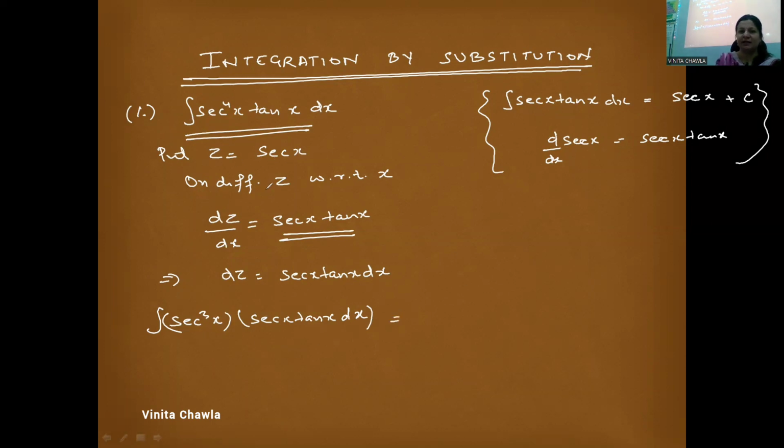Okay. This sec x is nothing but z. So in place of sec x, now we will write z. Okay. So it's sec cube x. So sec cube x means it's z cube. And this sec x tan x dx is dz. Can you integrate it now? We are integrating.